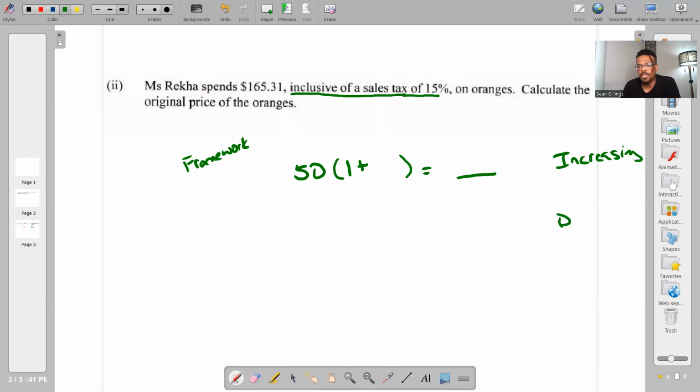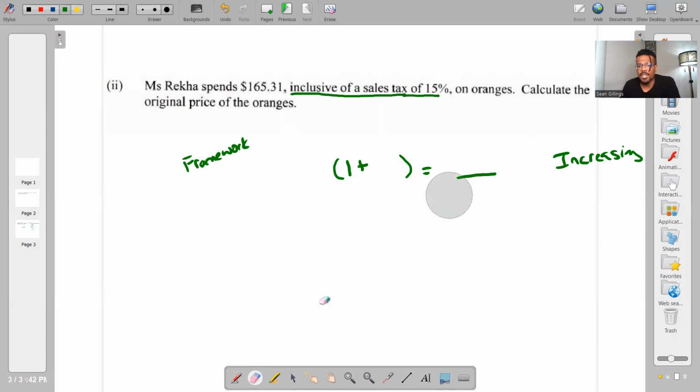You're going to have the decreasing framework, which is going to be, what's the opposite of add? Well, the opposite of add is to subtract. So once again, you have your starting number. If you're increasing, you're going to be adding. If you're decreasing, you're going to be subtracting, and it's going to get you back to your ending value. All right. The framework is pretty simple.